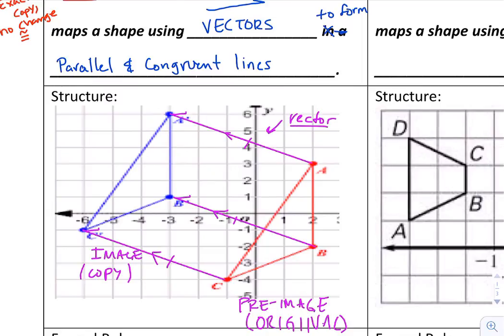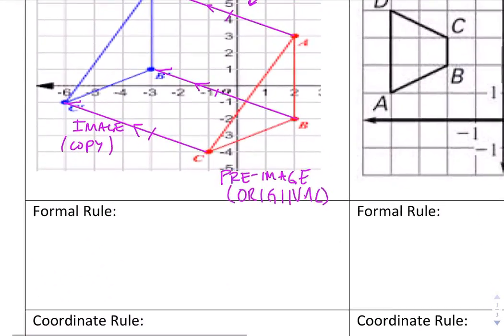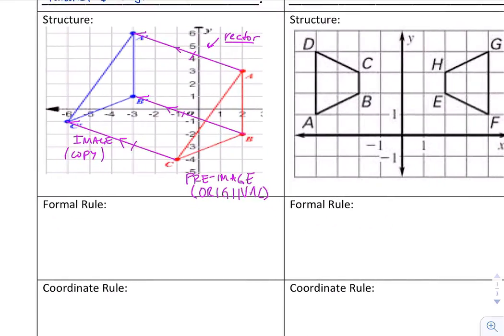Okay? And so structurally, that's what you have to show to know that a translation happened. If you can't show these vectors, you can't prove that you actually have a translation. Now this goes to we can consolidate this into a formal rule. Now the formal rule just tracks what happened. It doesn't help you create it. This just explains what happened.